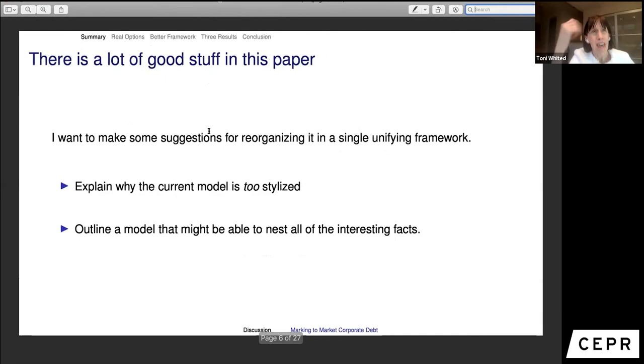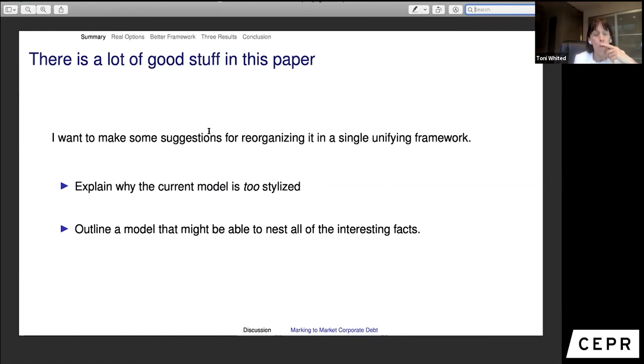But yet there's a lot of really good stuff in the paper. And so what I was thinking when I was reading the paper is, how would you take some kind of nice unifying framework where you could get all of the results, the corporate finance results, the fixed income results, the asset pricing results, and put them under one umbrella so that it would be a nice paper with a unifying theoretical background. So what I want to do in this discussion is two things.